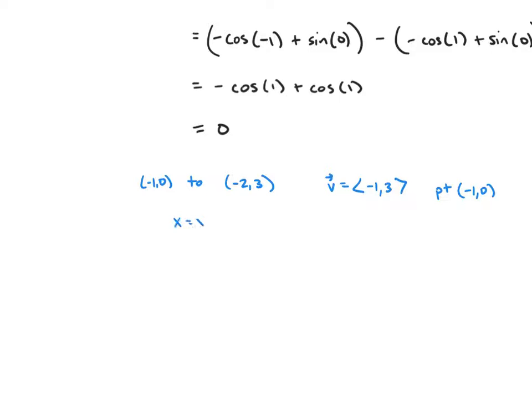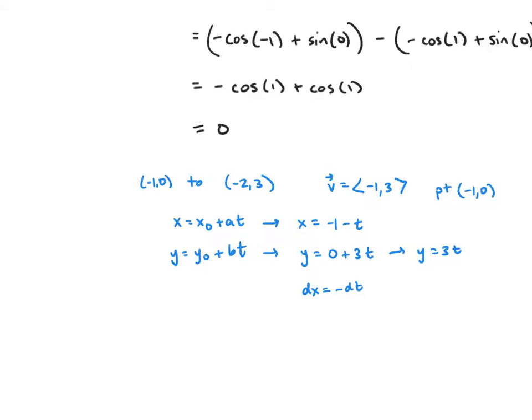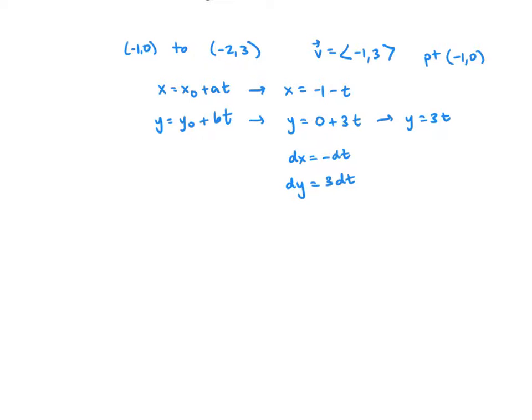So again, our formation of a line in parameter form looks like this. So x is going to be equal to -1 minus 1 times t, and y will be 0 plus 3 times t, and we could make y just equal to 3t. If we have each of these parameters, then dx will equal -dt, and dy will equal 3 dt. So again, we need our differentials so that when we come up with our line integral and change it all to be in terms of t, we're set to go.